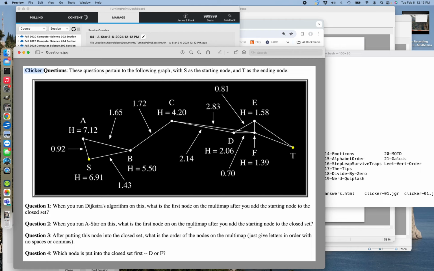1, 2, 3. B. Yes, it's B. All right, because 1.3 plus 5.5 is less than 0.9 plus 7.12, even though you can just eyeball it, right? All right. So you expect it to be different than question 1, right? Because it's a different answer. Never know.